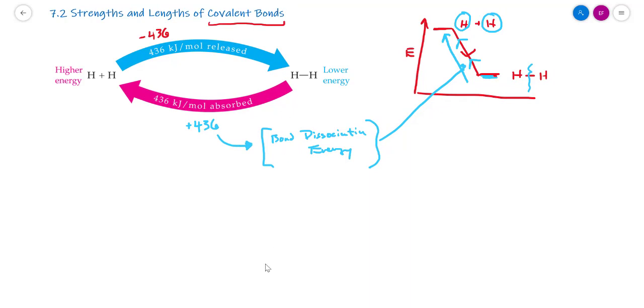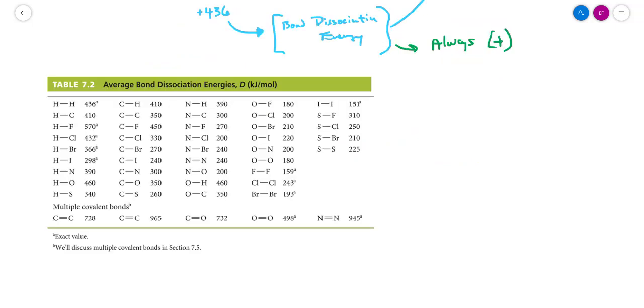Bond dissociation energies are always positive, which means that you always have to put energy into the system. You're always going uphill, positive, from a stable state to a less stable state to get that covalent bond to break. The nature of the actual covalent bond dictates how strong that bond is, or in other words, how large that bond dissociation energy is.